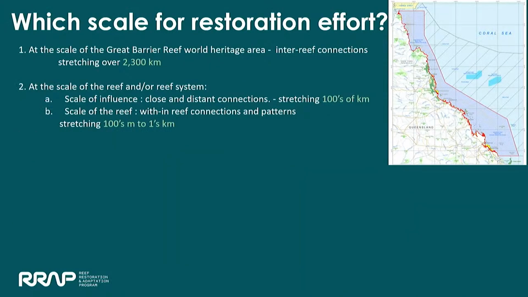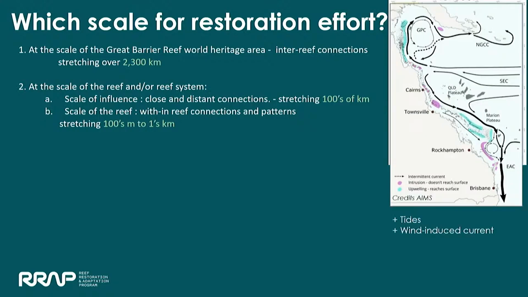So in my mind, there are 2 different big scales in the Great Barrier Reef. The first one is the GBR-wide scale. We want to look at the whole World Heritage Area. We want to understand the inter-reef connection through those 2,000 kilometers. At that scale, we actually know a fair bit of what the circulation looks like. We've got the South Equatorial Current coming in, we've got the shelf break current, we've got areas of upwelling, we've got a lot of tidal circulation inside the lagoon, and some wind-induced current. So we sort of know the physical processes that are happening.